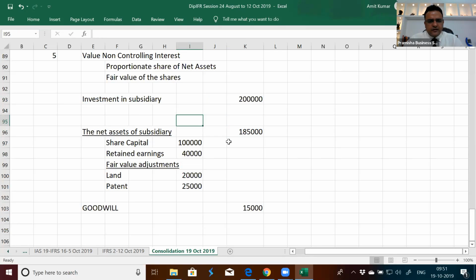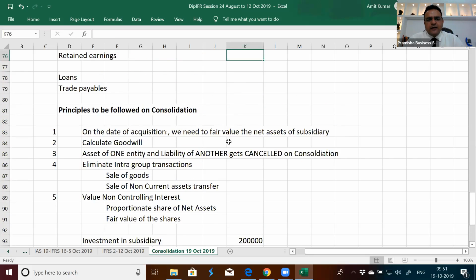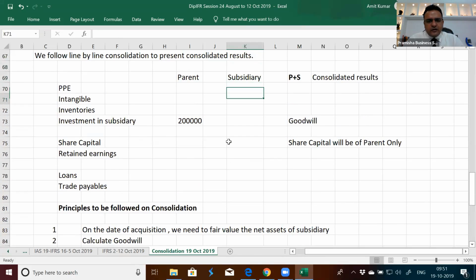Once it gets cancelled, the date of acquisition balance was 185,000. If I write it all here, the retained earnings position was 40,000, share capital's position was 100,000, and fair value adjustments 45,000. The total net position on the equity side of the subsidiary was 185,000. This 185 got cancelled with 185 of investment in subsidiary. Any amount over and above this is known as goodwill, and it only comes into the books of consolidated results.